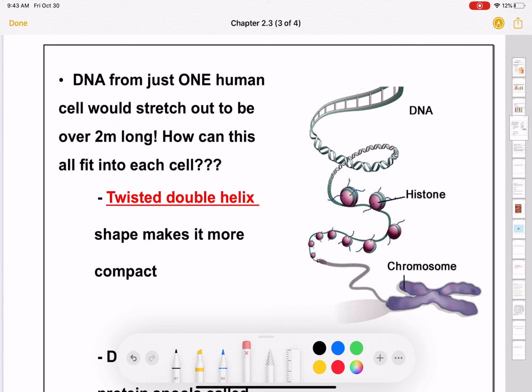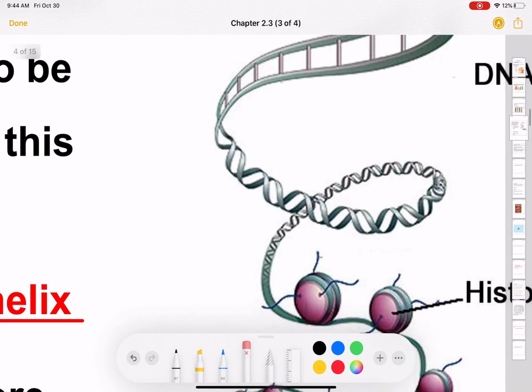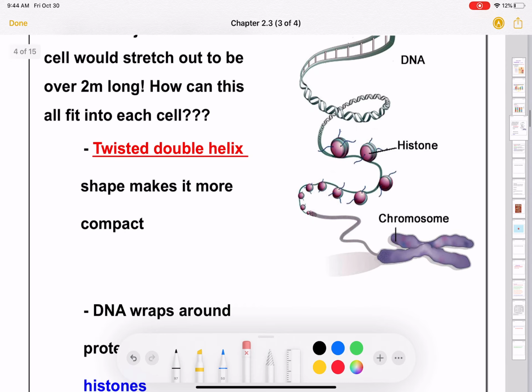DNA from one human cell would stretch out to be over 2 meters long. How can this all fit into each cell? So just your DNA in one human cell would be 2 meters long. How can it fit in such a small area? Well, that twisted double helix shape makes it compact. So if you had a straight line, you wouldn't be able to fit as much in. If you put it into a spring, you're going to be able to wind up a lot more in there, and that's what DNA is. It's really wound really tightly together so it can hold as much information in a really small space.